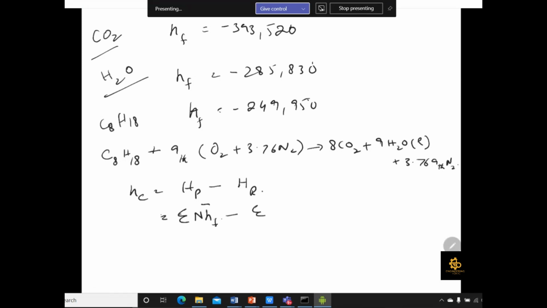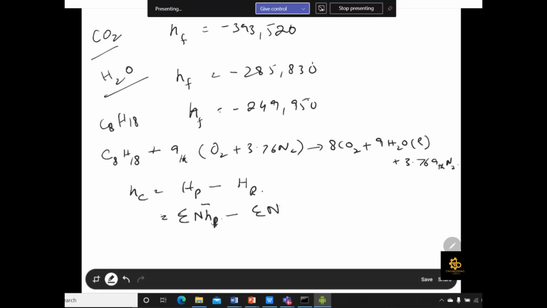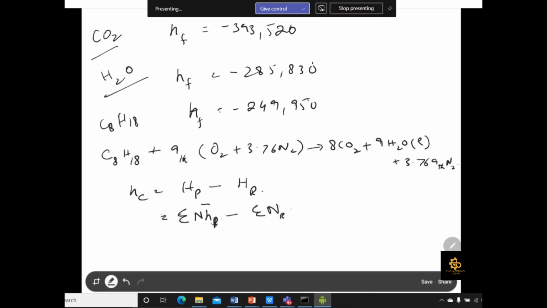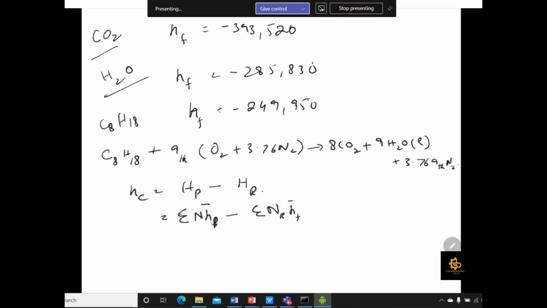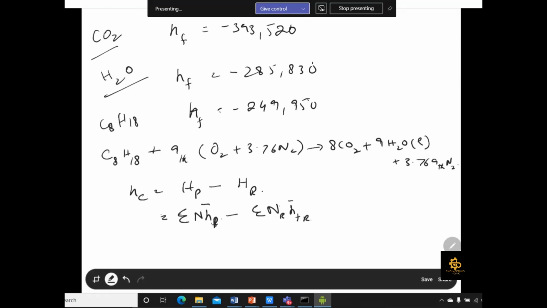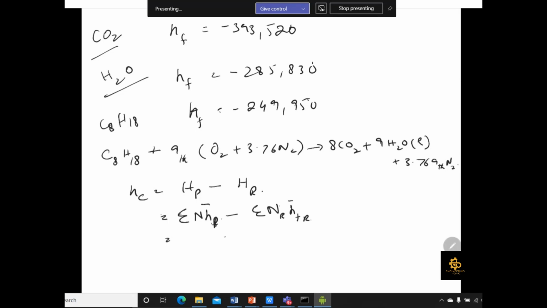So similarly, summation of number of moles times enthalpy of formation for the products, minus summation of number of moles times enthalpy of formation for the reactants. Okay, so now we have the enthalpy of formation for both products and reactants, so simply you have to put in the values.